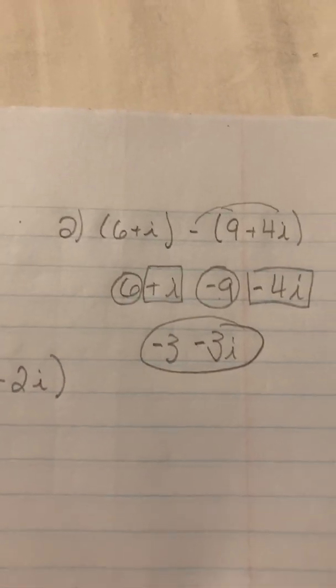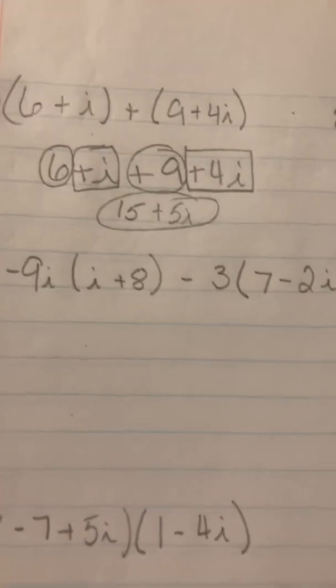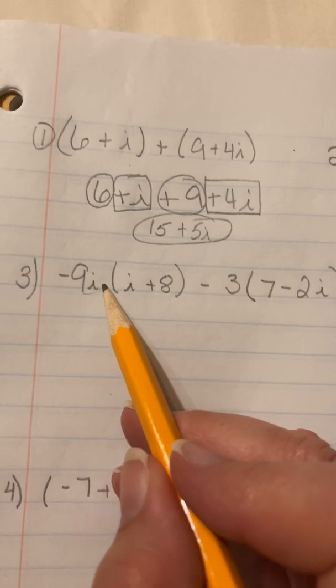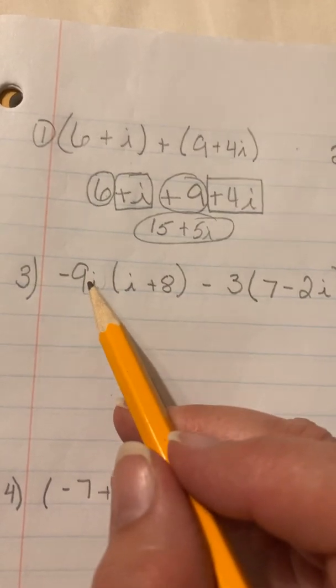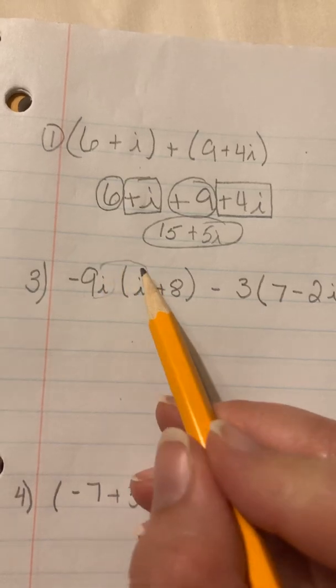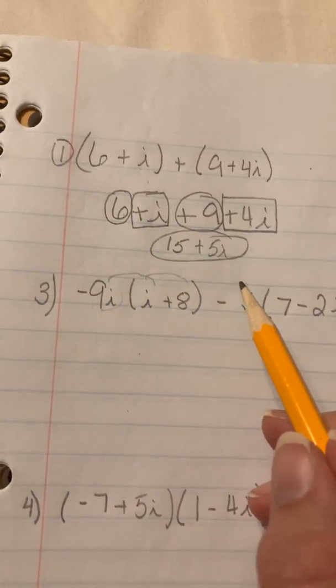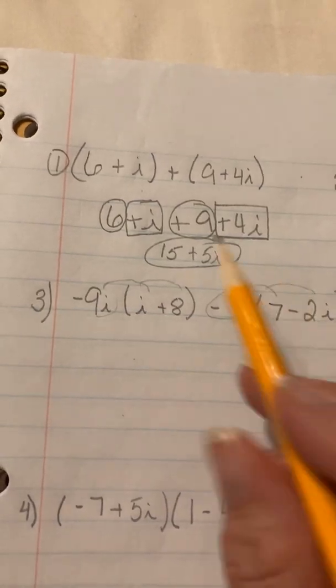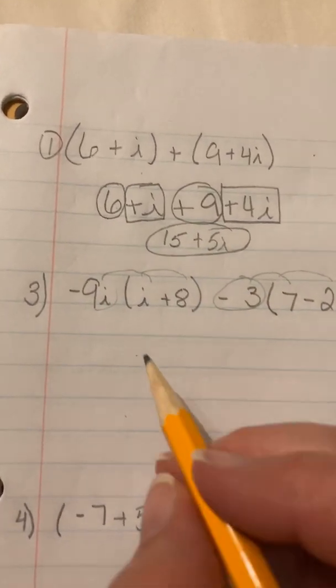Now, let's do a little bit more with it. Let's pretend we've got this guy out in front. So you're going to do the same thing as you would as if that was an x. You're going to distribute here, distribute a negative 3 here. Then you're going to combine like terms. All right, so let's do that.